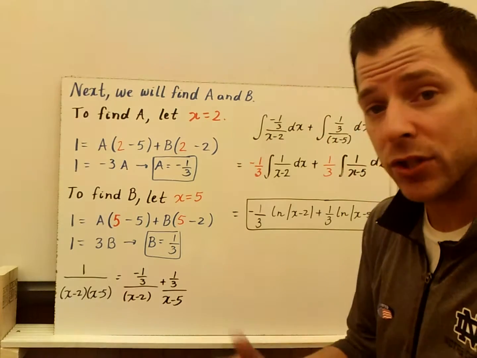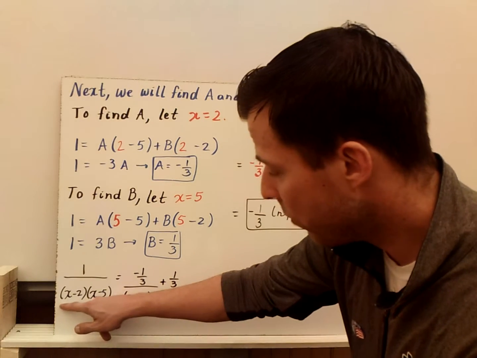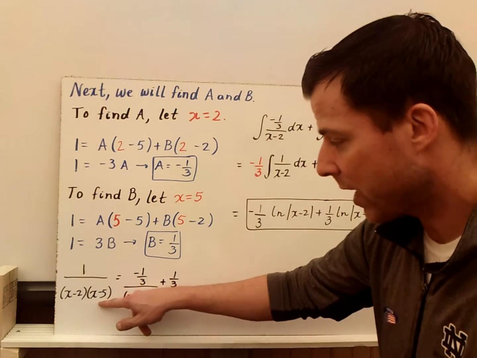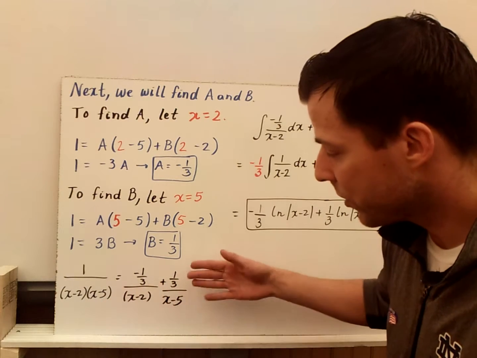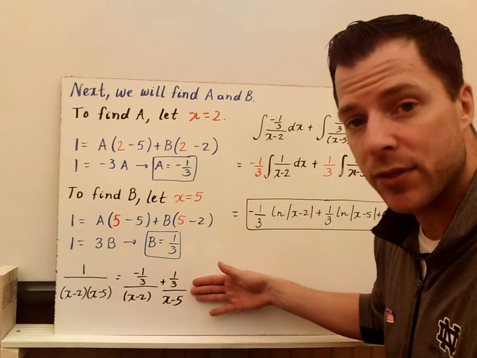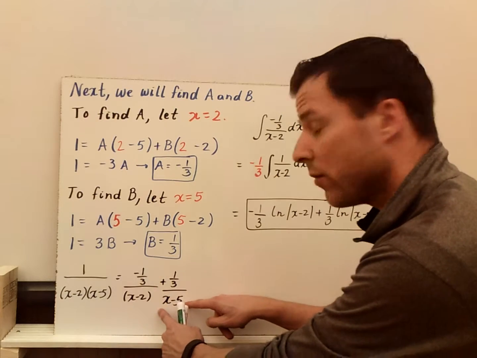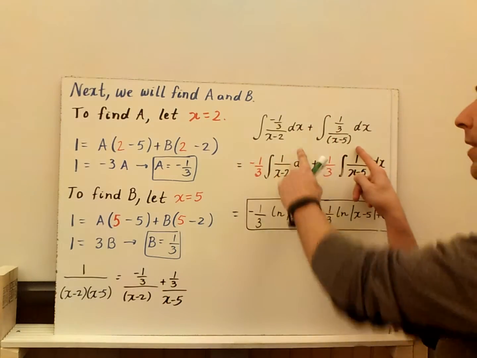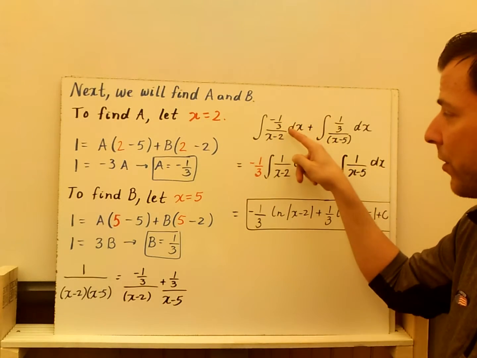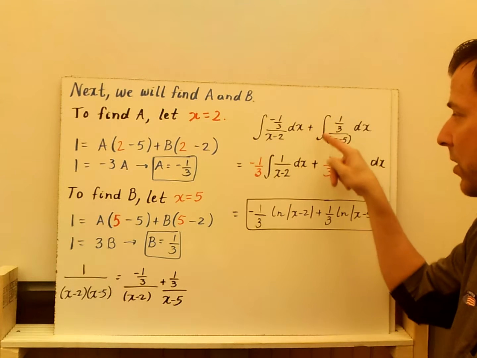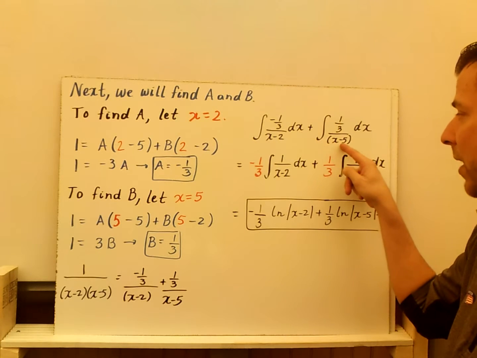So the partial decomposition of 1 over x minus 2 times the quantity x minus 5 equals this. There's the partial decomposition, and that's what I'm going to integrate. If we shift up, there's where my integration is: the integral of negative 1/3 over x minus 2 dx plus the integral of 1/3 over x minus 5 dx.